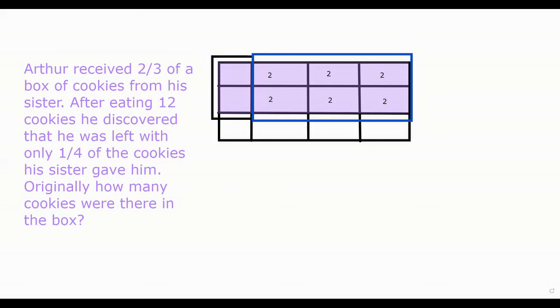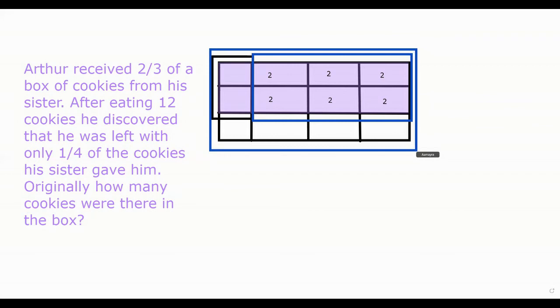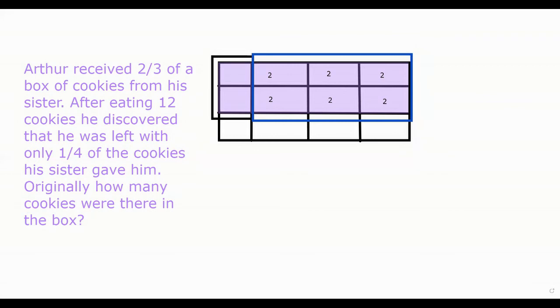Now this question is asking, originally, how many cookies were there in the box? Not how many his sister gave him, not after eating 12, how many cookies are in the box? Inside the whole box, inside the whole table. So as we know, there are 12 cells in this table, and each cell represents 2 cookies. So 12 times 2 is going to be 24. We know that there are 24 cookies in the box.